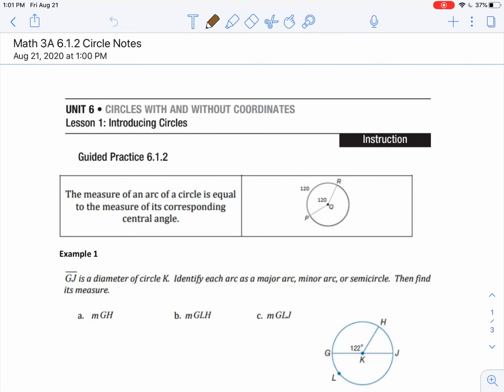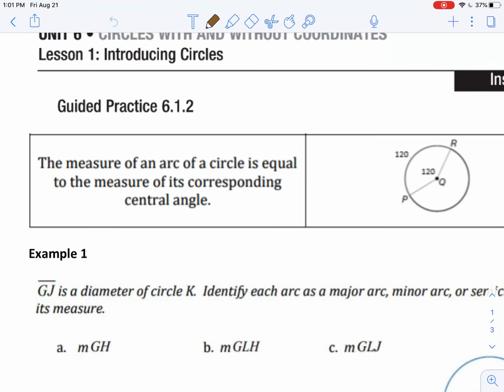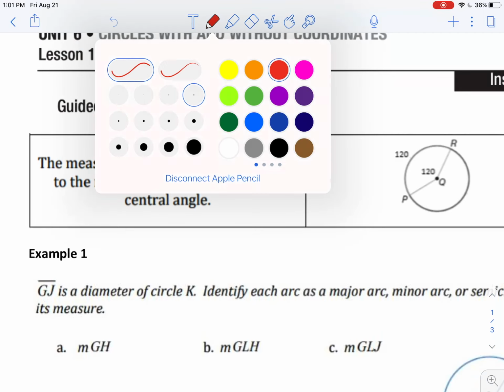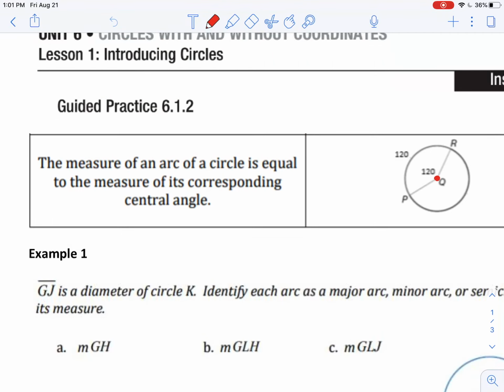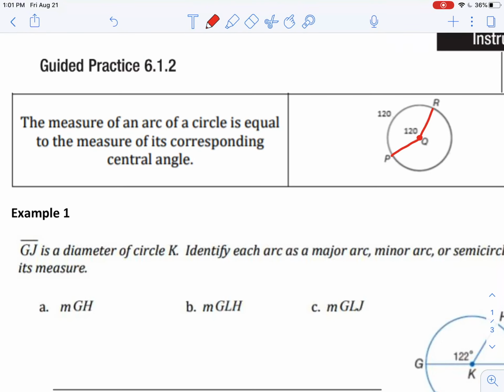Hello, in today's lesson we're still studying circles, but today what we're going to focus on is the central angle inside of a circle, not the inscribed angle. Now a central angle is simply an angle that has its vertex at the center of the circle, and the other two sides end on other parts of the circle.